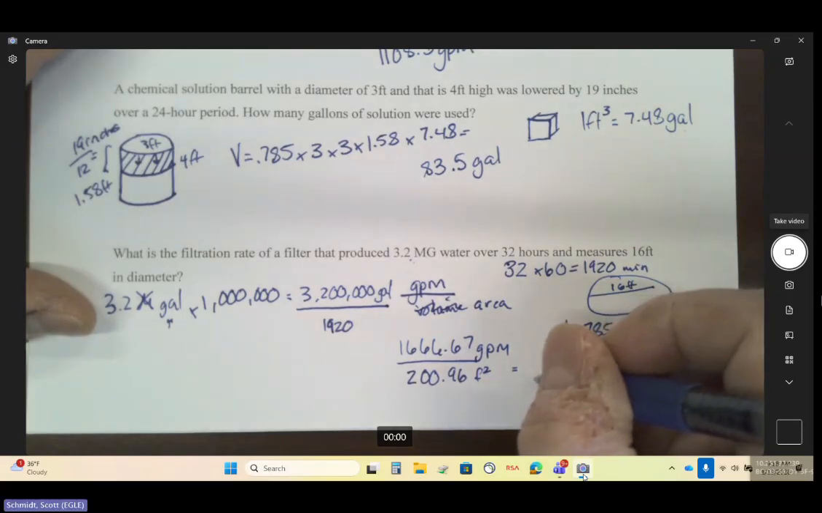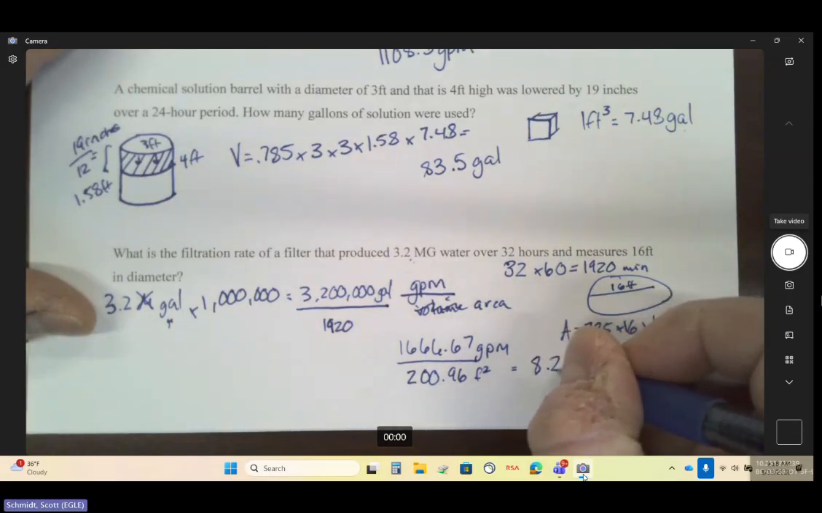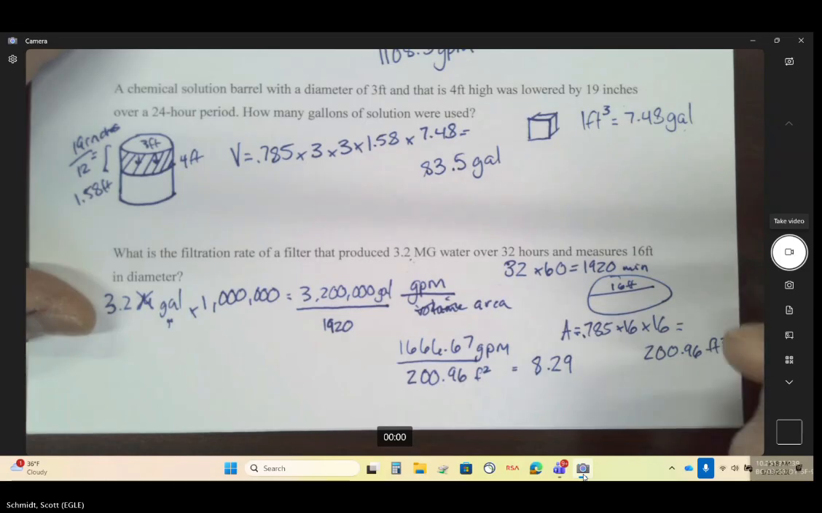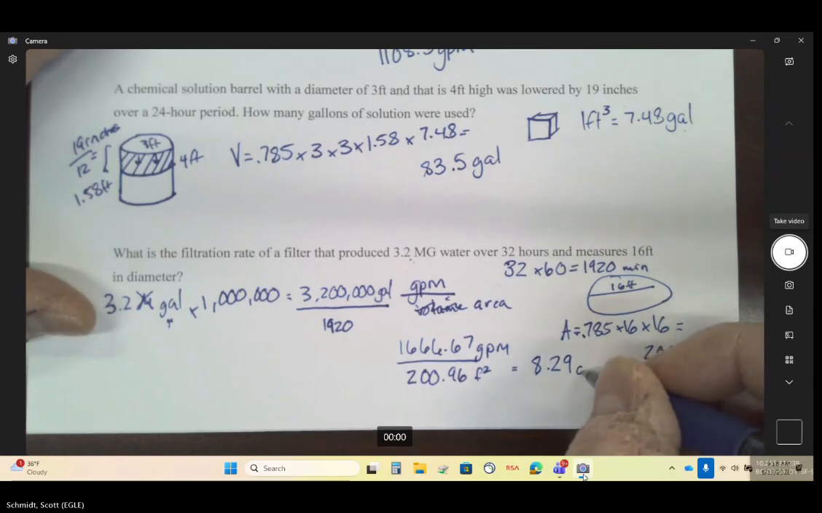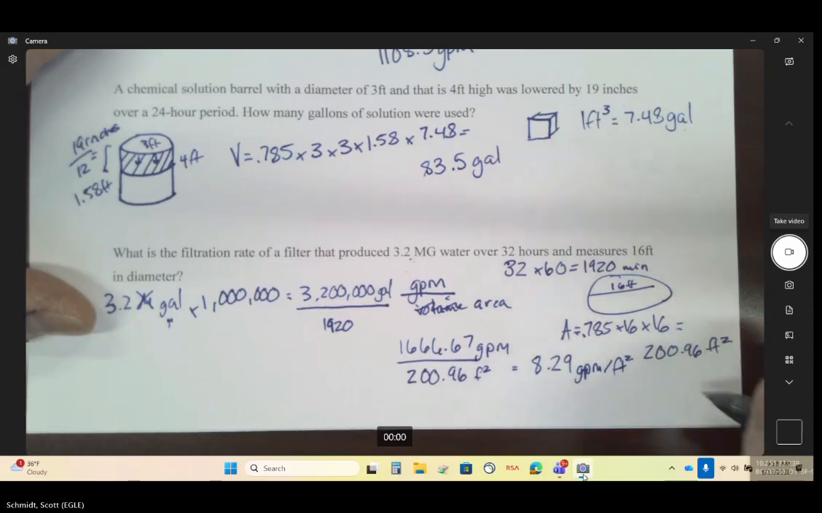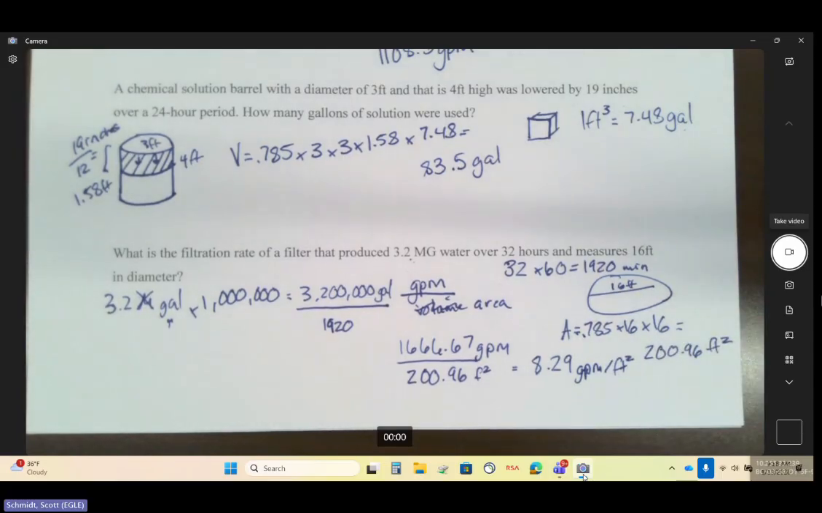So when I do this, I get a filtration rate of 8.29 gallons per minute per square foot. That's a smoking filter. Most filters don't filter that fast. I don't know actually if any that I think do.